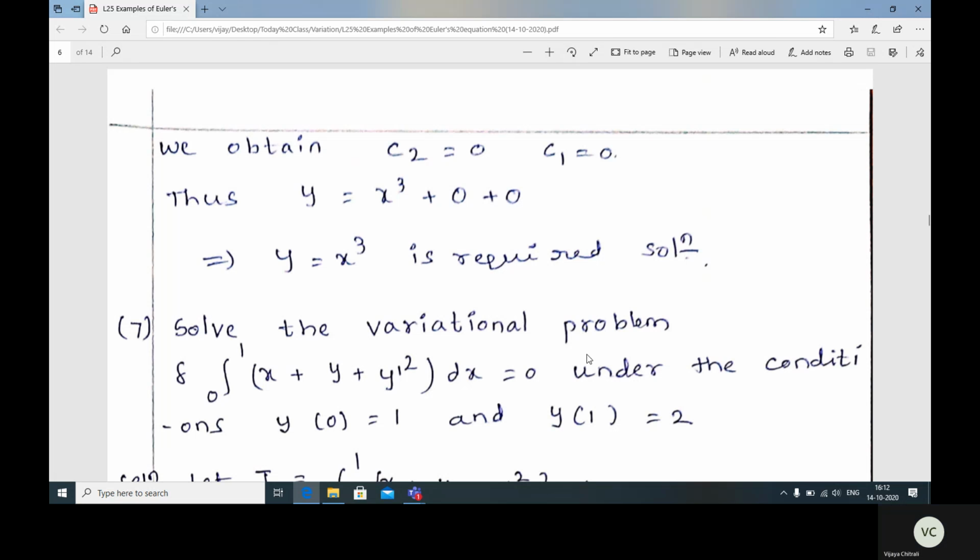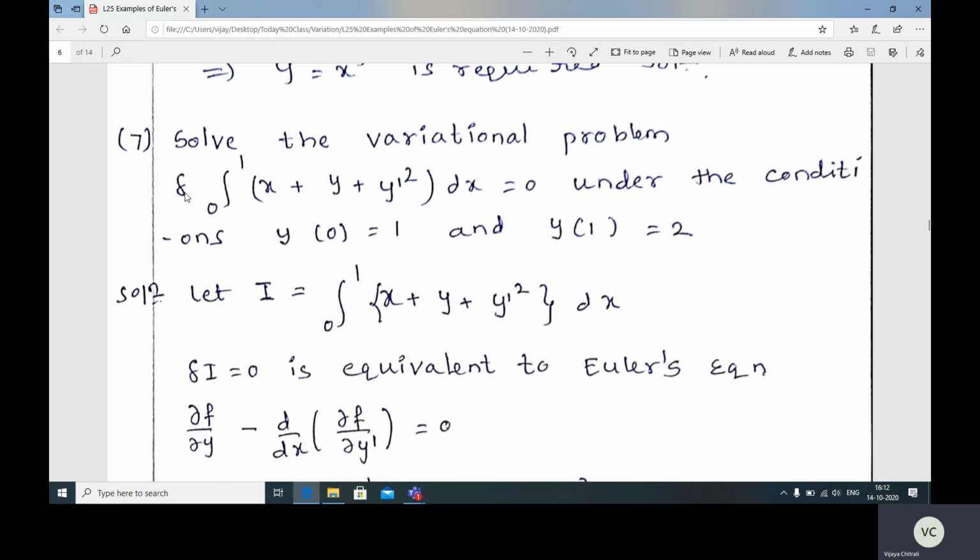Now move on to the next example. Solve the variational problem delta of the integral from 0 to 1 of x plus y dash raised to 2 dx, equal to 0, under the conditions y of 0 is equal to 1 and y of 1 is equal to 2. Now let I be equal to this. Compare this with delta I is equal to 0.